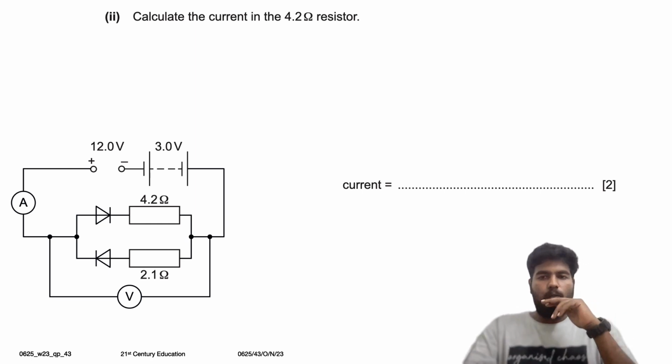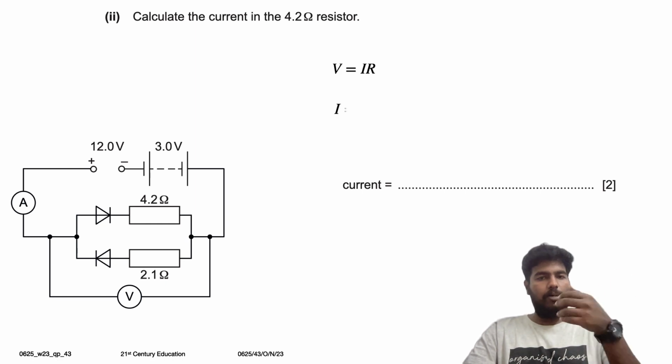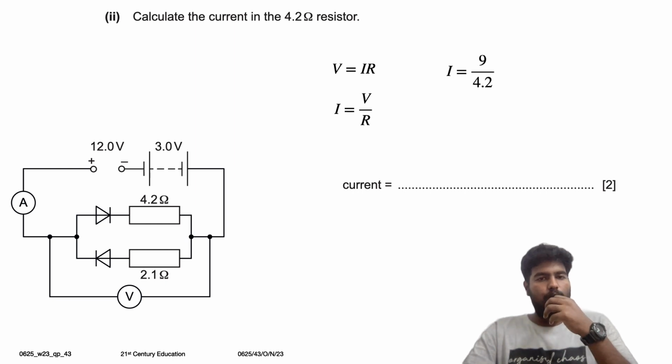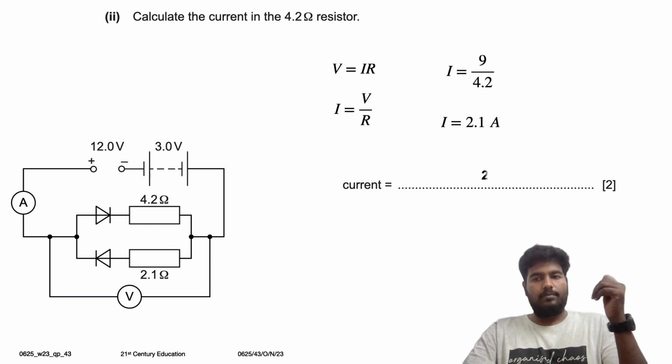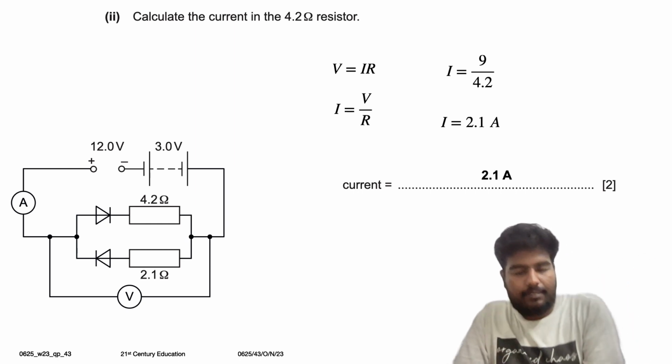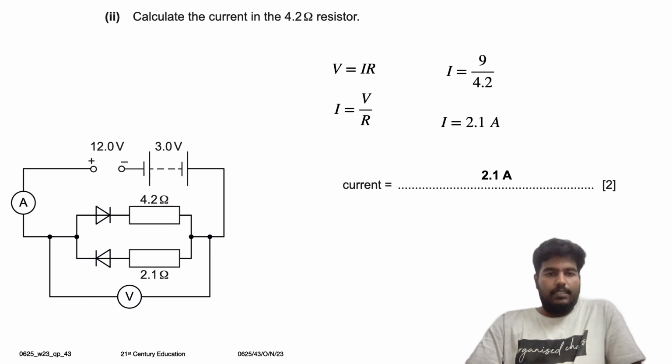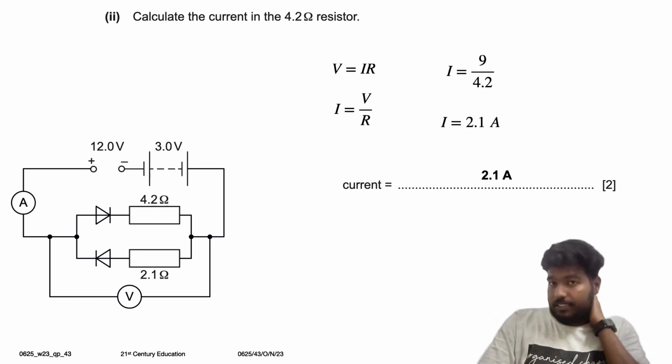Yes, so we know that V equals IR, so I equals V by R. The voltage is 9 volt and the resistance is 4.2. So 9 divided by 4.2 is 2.1 ampere. So 2.1 ampere is the current in the 4.2 ohm resistor.